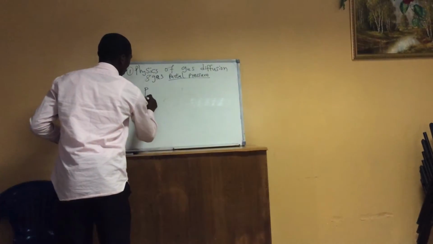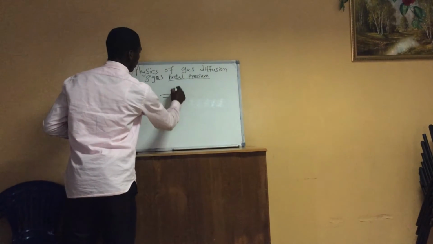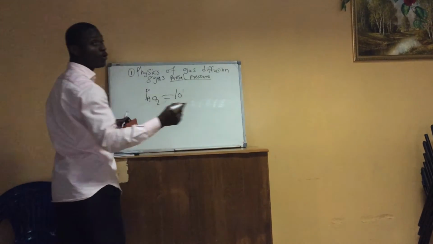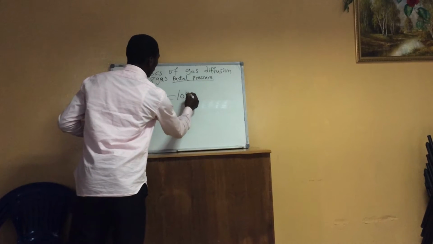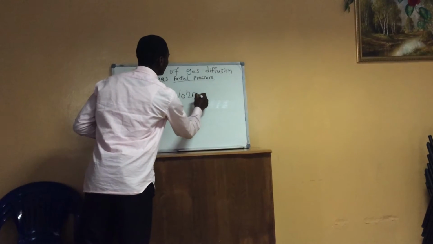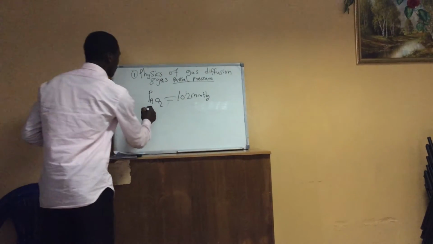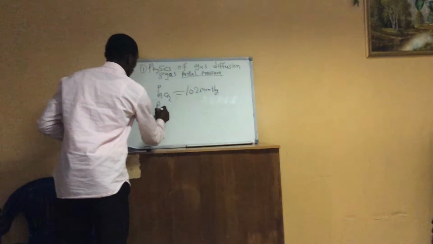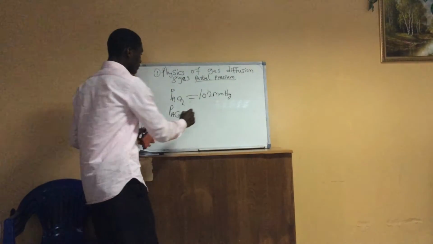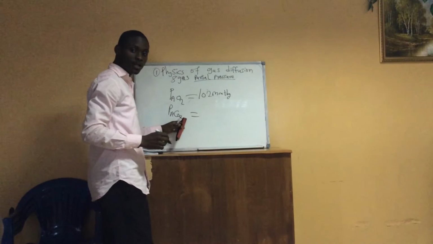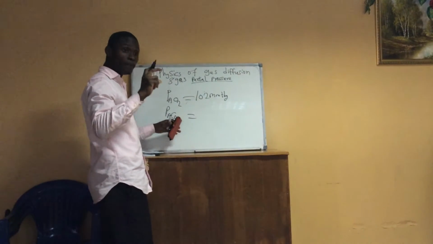Partial pressure of oxygen in the alveoli is equal to what? 104 or 102, depending on the textbook and the context. So let's go with 102 millimeters of mercury. What's the partial pressure of CO2 in the alveoli? It's about 40 millimeters of mercury.